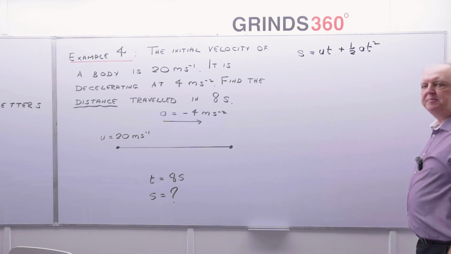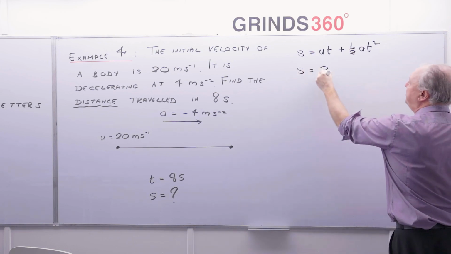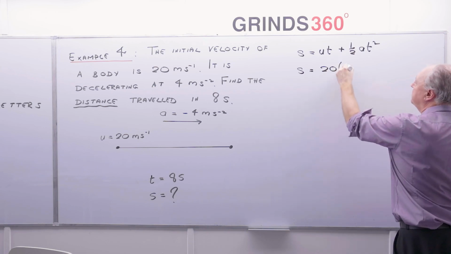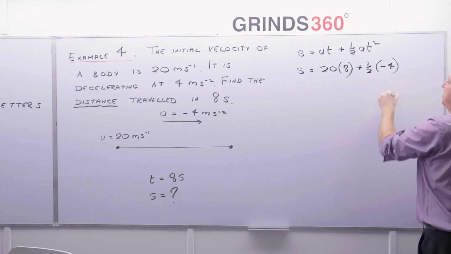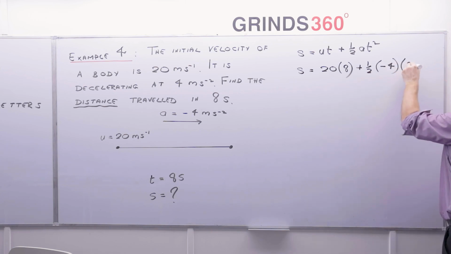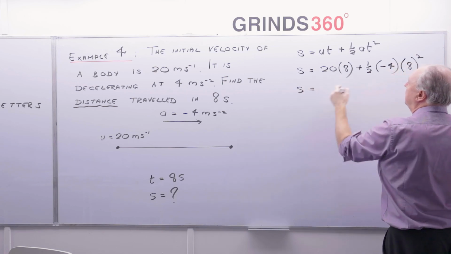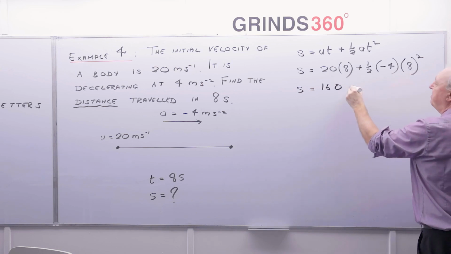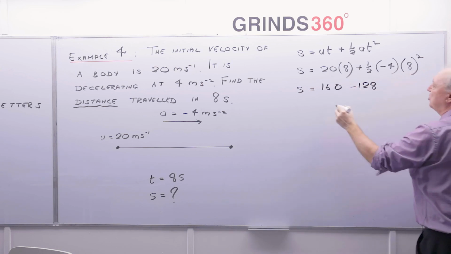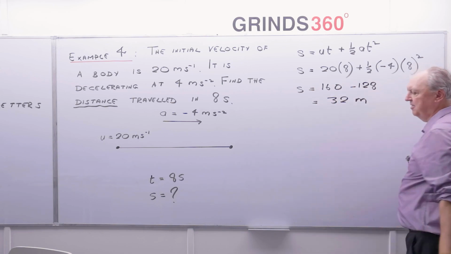So plug my numbers in. S is equal to U, 20, times T, 8, plus a half, A is minus 4, T squared is 8 squared. So S is equal to 160. That's minus 2, 8 squared is 64. I get minus 128. So I get a displacement of 32 meters.